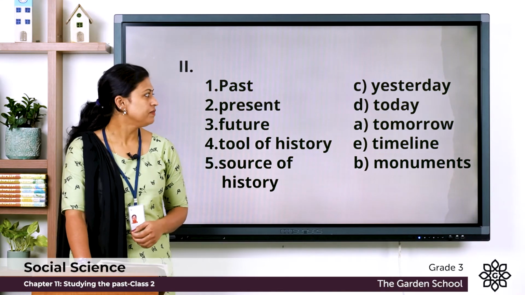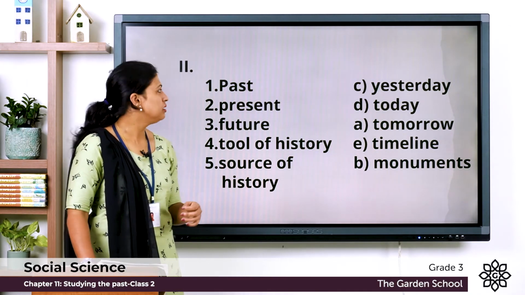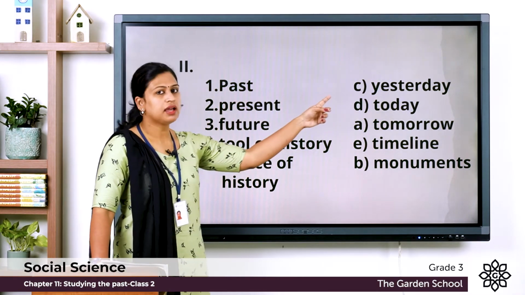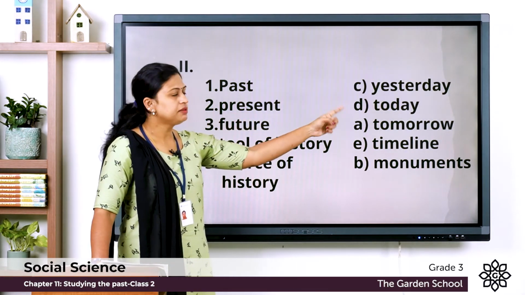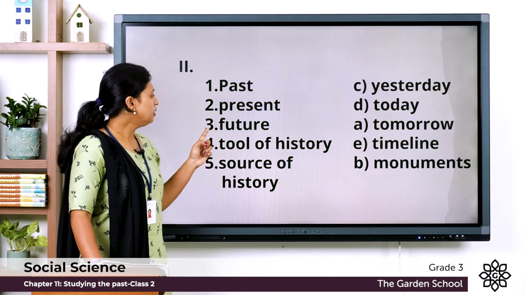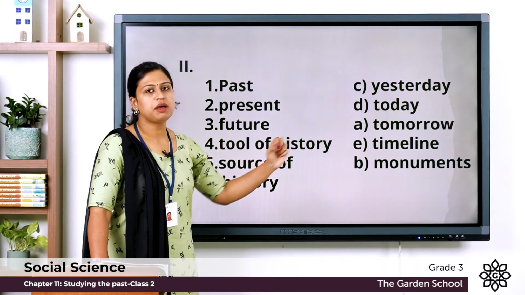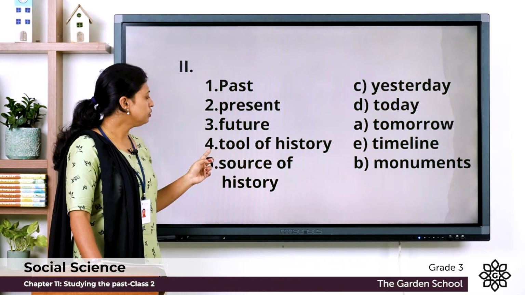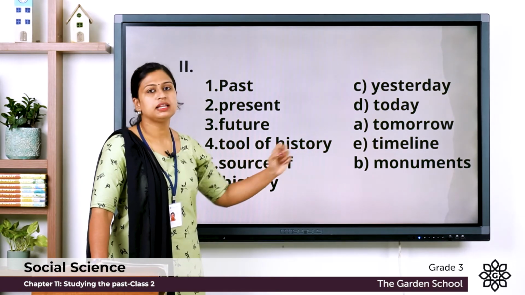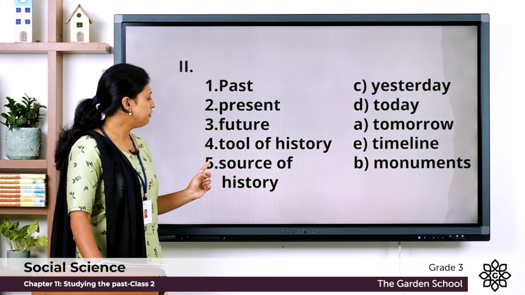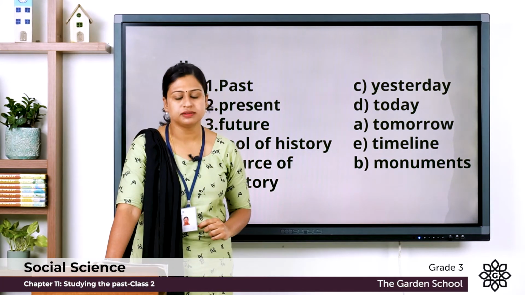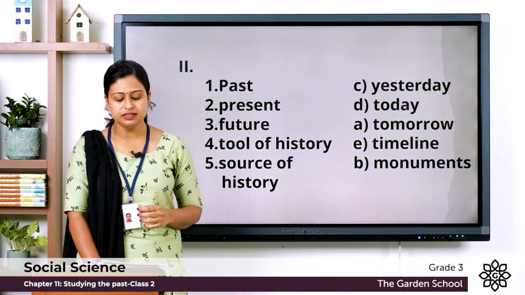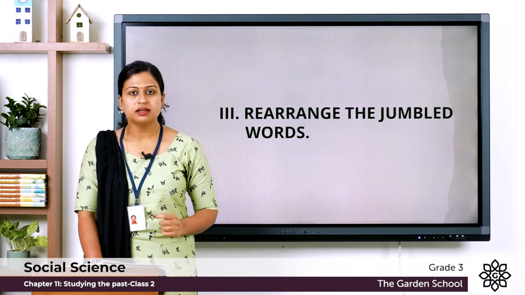Let's check the answer. So here the correct match, first one past, the correct one is yesterday. Second present, correct match is today. Third one future, the correct match is tomorrow. Fourth one tool of history, the correct match is timeline. Fifth one source of history, and the correct match is monuments. So I hope you all have marked it. Now let's move on to the third exercise.